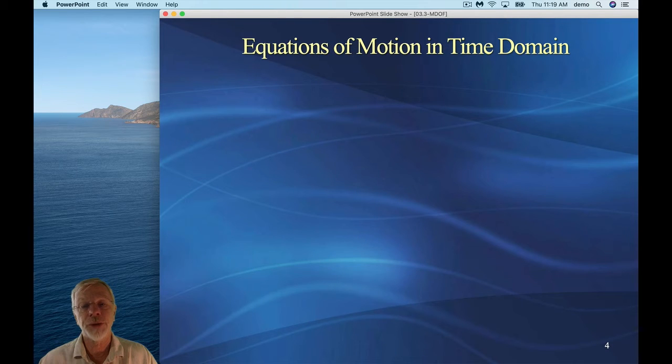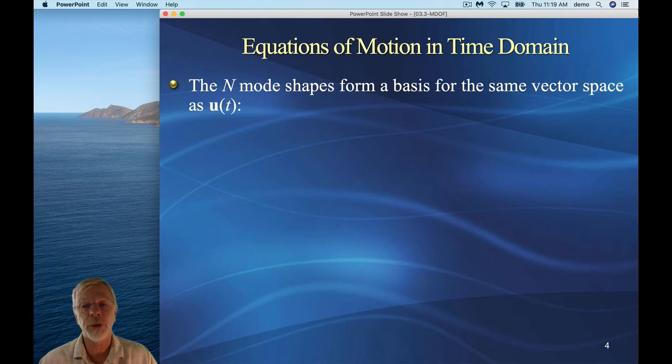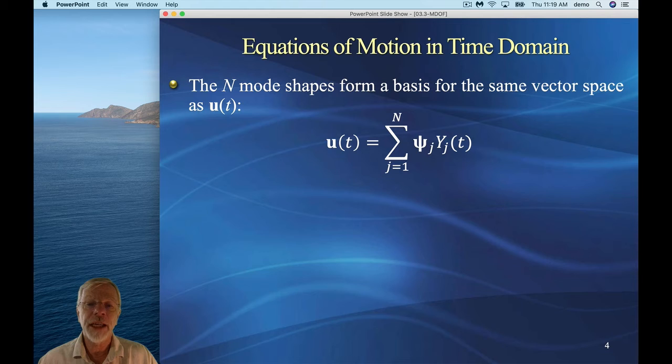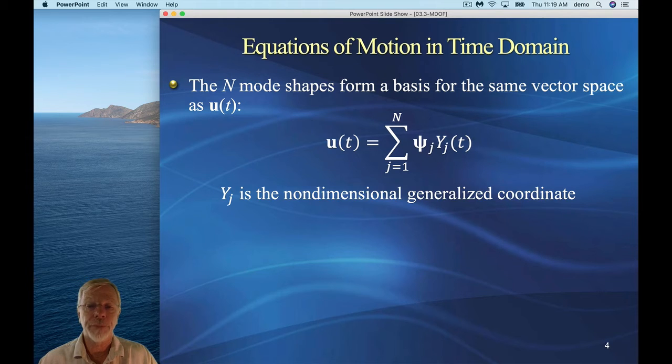Okay, so let's use that in determining the equations of motion and solving the equations of motion in the time domain. The n mode shapes form a basis for the same vector space as u of t. That means that we can define any arbitrary u of t as a summation of the mode shapes psi j times some unknown coefficients yj. So yj is referred to as the non-dimensional generalized coordinate.